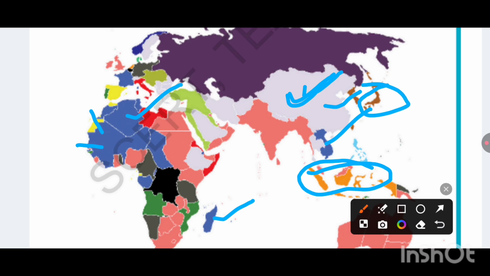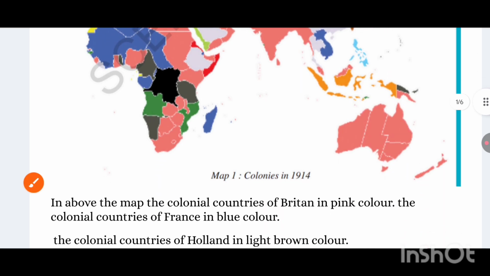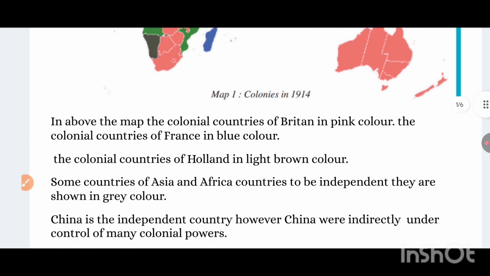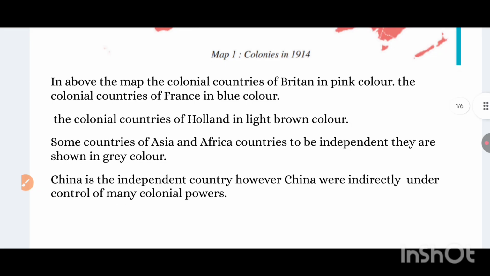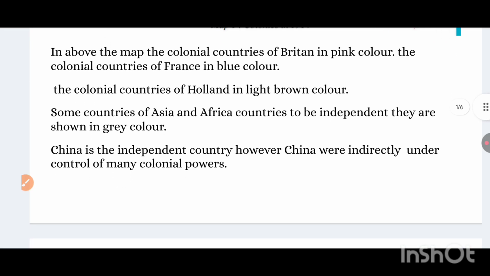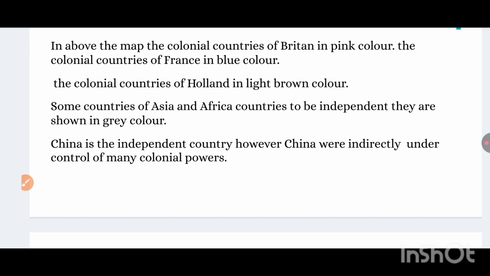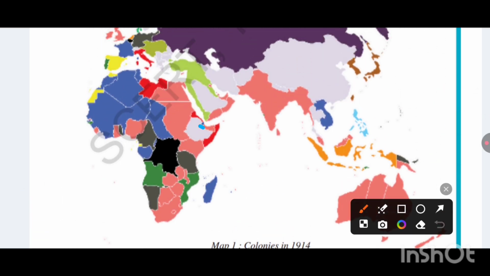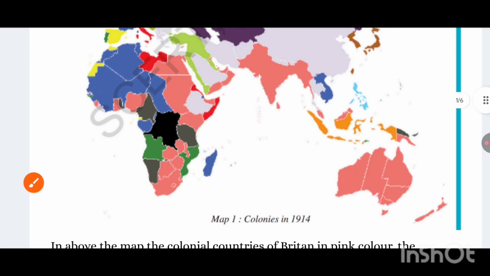Many Asian, African, and American countries were ruled by European powers by the 19th century. In the above map, colonial countries of Britain are in which color? Pink. France's colonial countries are in blue. Holland's colonial countries are in light brown. Independent countries are shown in grey. Here Ethiopia in Africa is the only independent country.